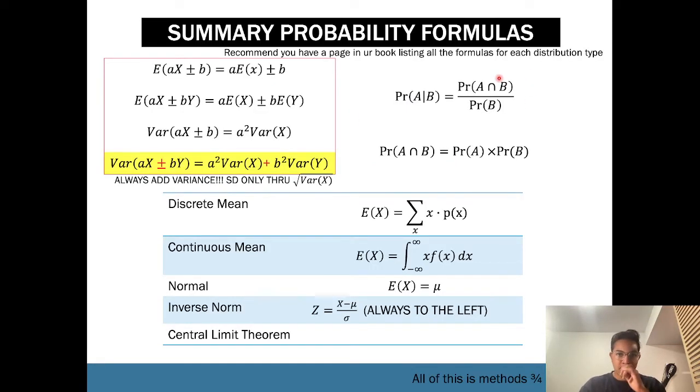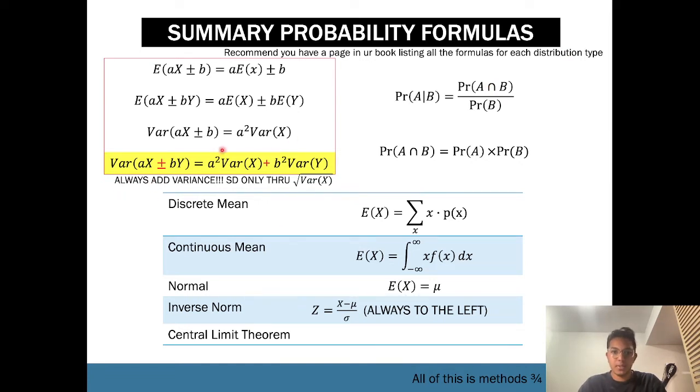This is the summary sheet. This is all Methods 3-4 knowledge. All of this, except that, is Methods 3-4 from memory. Definitely have this somewhere in your book. I think this is given in the formula sheet, and this might be given in the formula sheet as well. But everything else, I definitely chuck in.